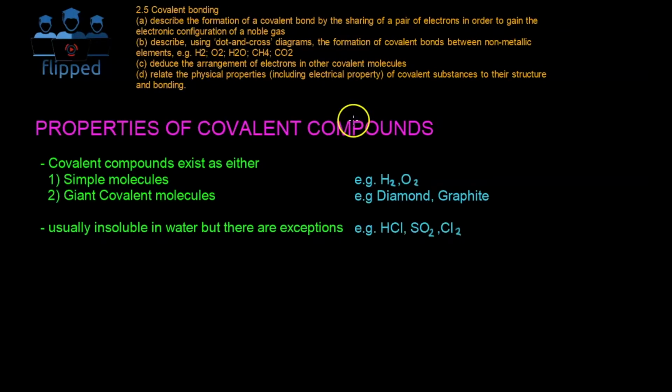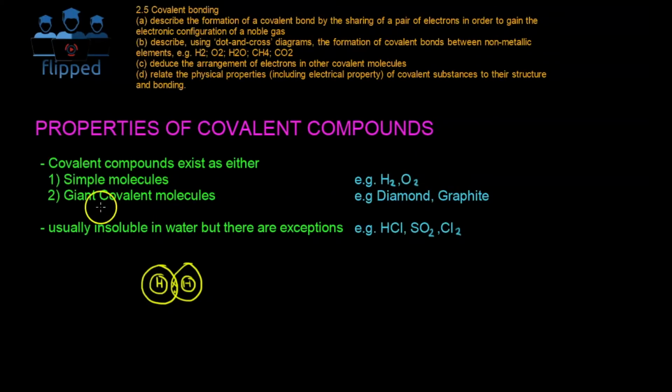So today we are on properties of covalent compounds. Covalent compounds exist as either simple molecules, like H2 and O2, as we have learned before. For example, they look like this, right? This is an H with another H. And this is a dot and cross diagram of an H2 molecule. Similarly with O2.